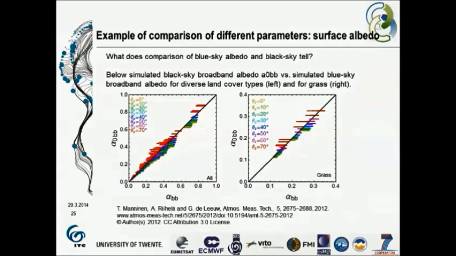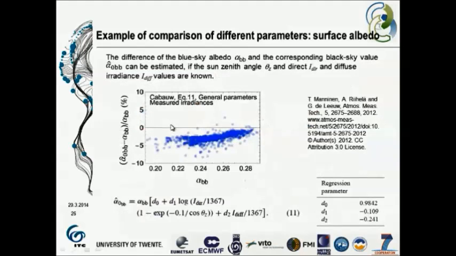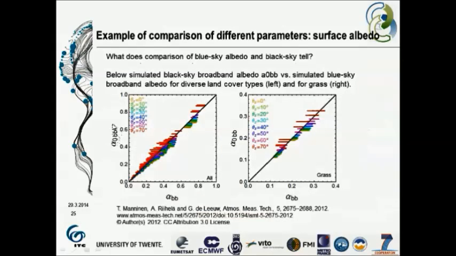So we did a study on that, using various sun zenith angles for various different land cover types. Here on the x-axis you have the black sky albedo as it was calculated in our simulation study versus the, oh wait, sorry, that was the other way around, isn't it? This is the black sky albedo, and this is the blue sky albedo. So this would be what the pyranometers measure, and this is the inherent property of the surface.